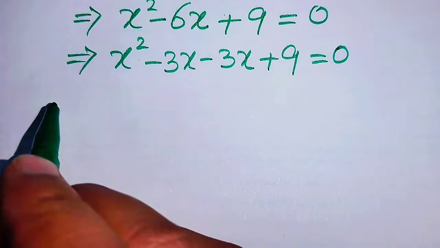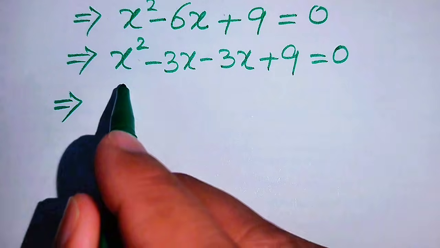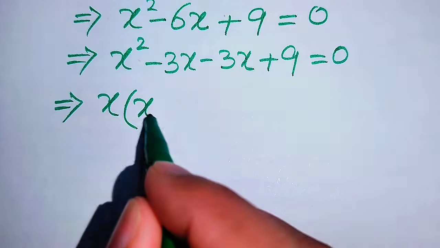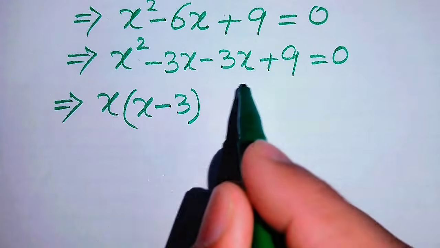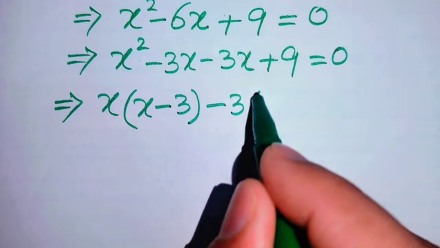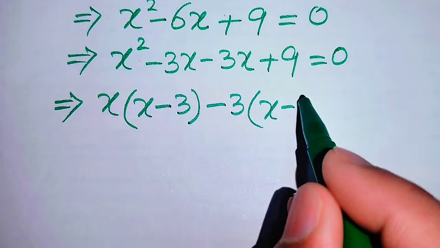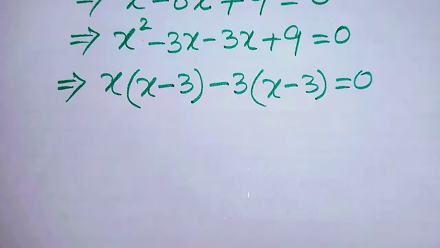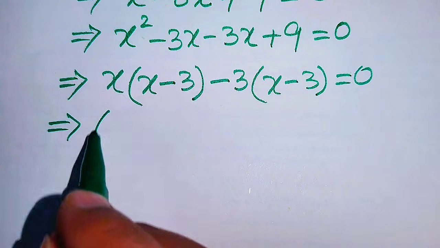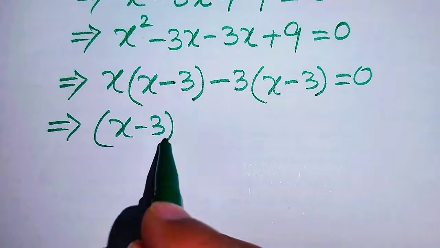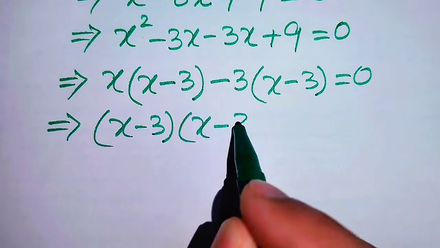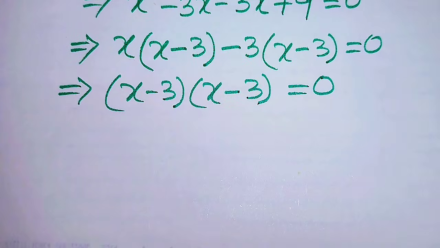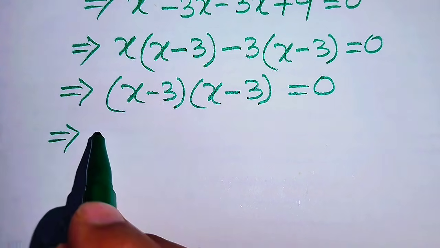And further in the next step we need more simplification, and here we take common x from the first two terms, and when we take common x the remaining value is x minus 3, and when we take common minus 3 from the last two terms we get the remaining value x minus 3, and this whole equation is equal to 0. And now in the next step we take common x minus 3, and the remaining values are x minus 3, and this whole equation is equal to 0.